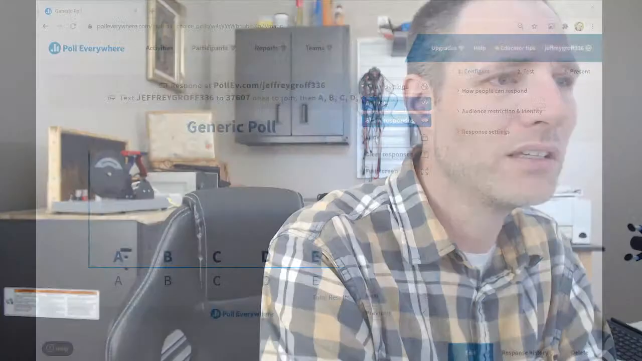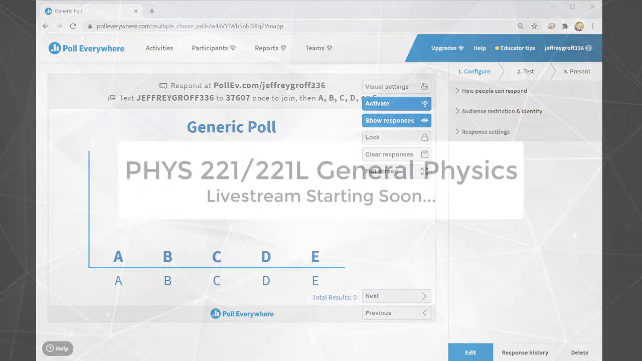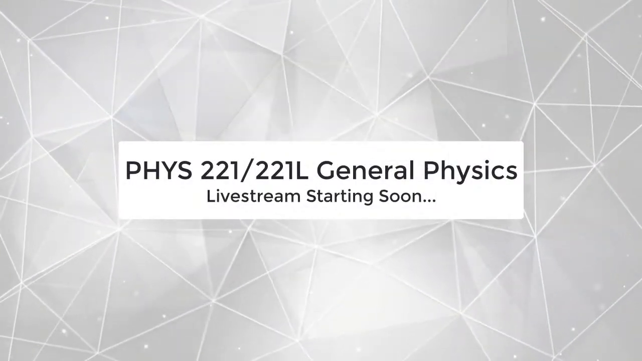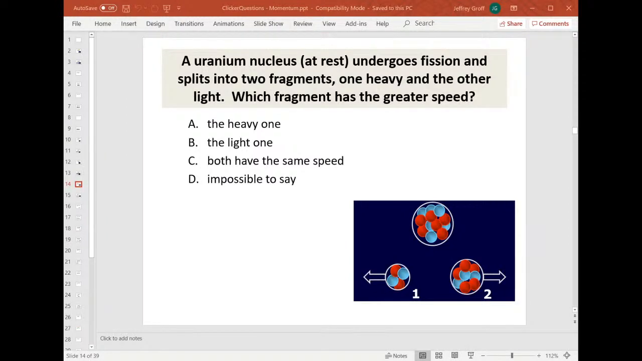All right, here it comes. Wait, let me reset the poll. All right, and here it comes. Oh, wrong one. Hold on. There we go. All right. Which one has a greater speed? The heavy fragment, the light one, they both have the same speed.